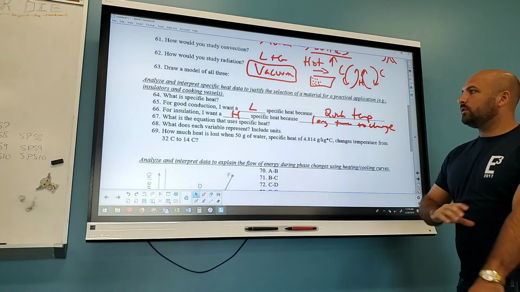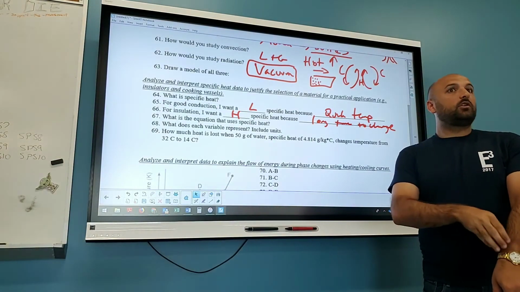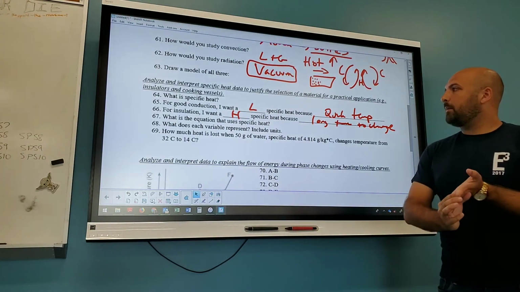Yes? All right, moving this forward. What's the equation that uses specific heat? Q equals mcΔT. What does each variable represent? What's the Q?